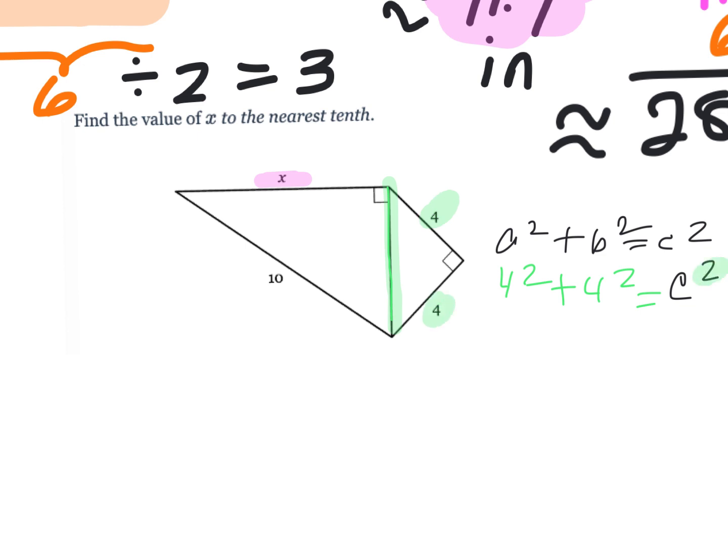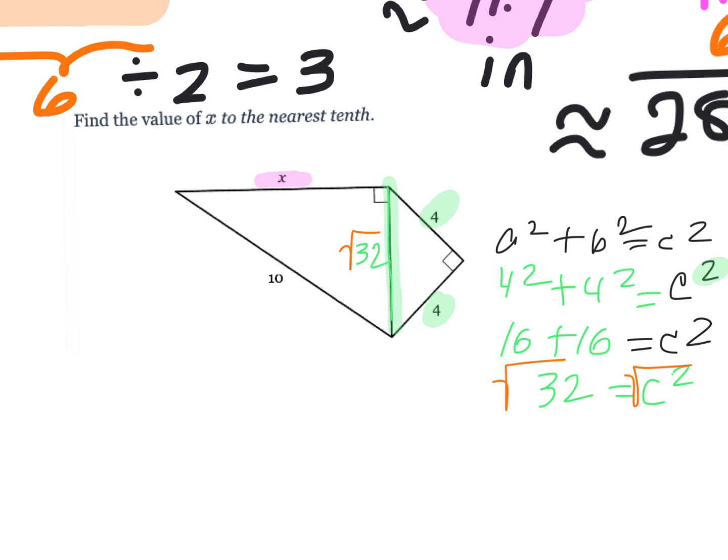So this will be 16 plus 16, which will be 32. And for now, guys, because it's going to make your calculations easier, if you want to go ahead and estimate it to the nearest tenth, you can, but it's going to be easier for you and less work if you leave it as a radical for now. So I'm actually going to leave that as radical 32 first. And why is that easier?